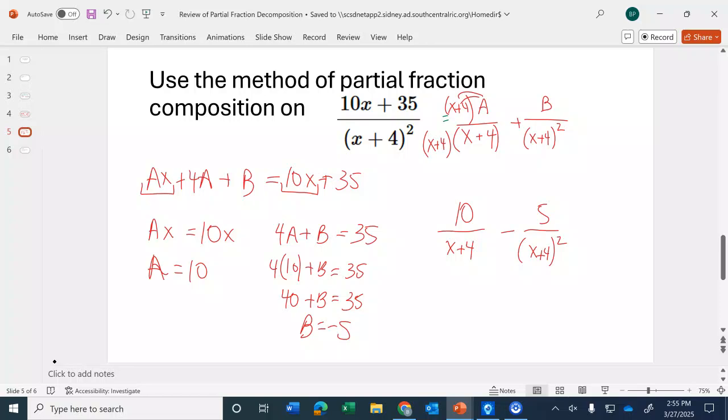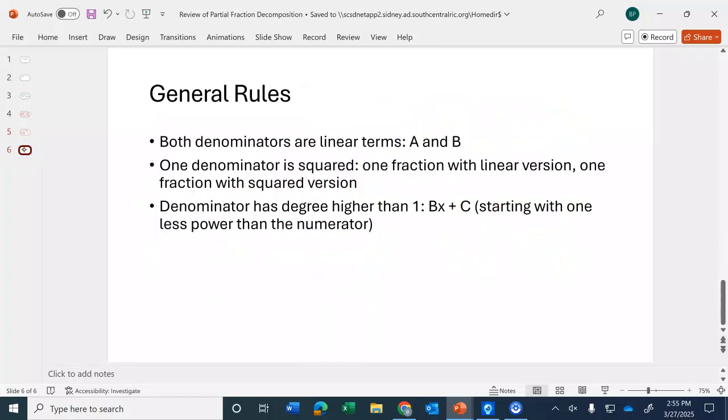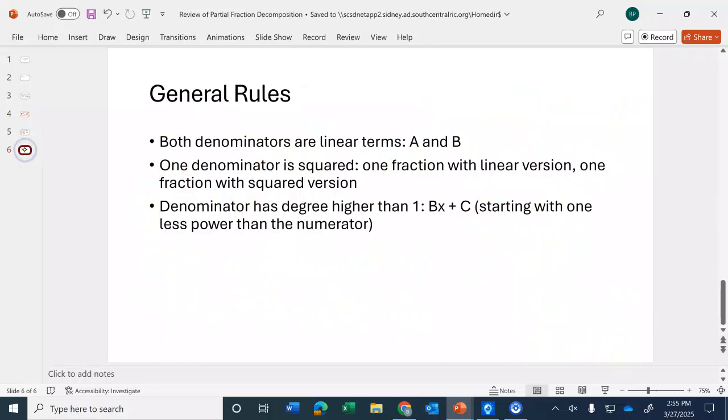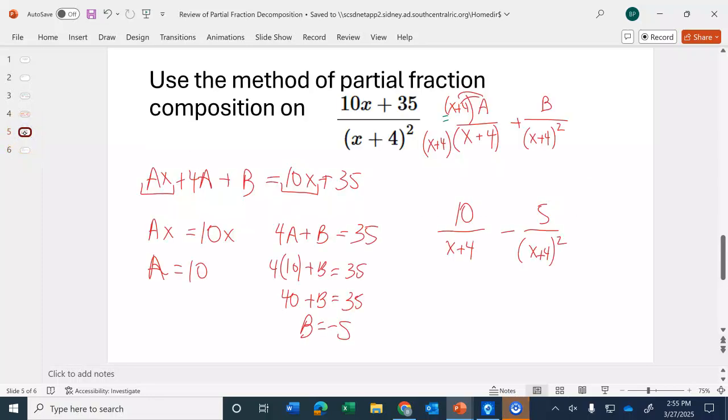Now, before we end this lesson, it is important to go over some general rules. What you're going to see in these problems, if both denominators are linear terms, when I say linear, I mean they just have an x as an exponent, then our numerators are just going to be our a and b. Nothing problematic there. If one denominator is squared, you're going to have one fraction with the linear version and one fraction with the squared version. That's what we just covered in the last example. When we had a quantity squared, we had one term with the linear version and one term with the squared version.